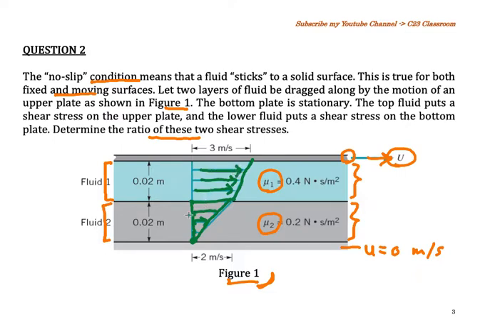Bear in mind that in this location there is no no-slip condition, because in this location fluid 1 is interacting with fluid 2. So it is totally different from what happens on this surface, because on this surface the fluid is stuck on the solid surface. That's why the phenomenon called the no-slip condition occurs.